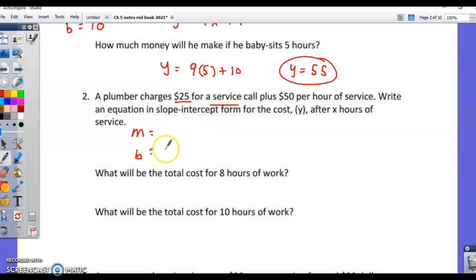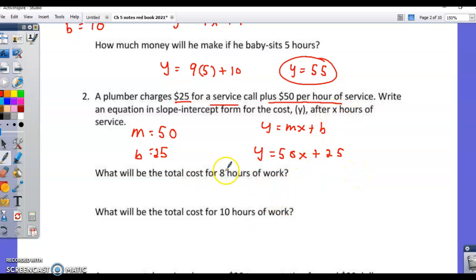Okay, so our starting point in this is our flat rate, something that doesn't change. $25 for a service call, that's non-negotiable, it's just going to be that. So that is our b. Our $50 per hour is our m. All right, so we have identified m and b. Now in y equals mx plus b form, we can just substitute these numbers in for m and b. So my equation is y equals 50x plus 25. All right, where x is our hours.